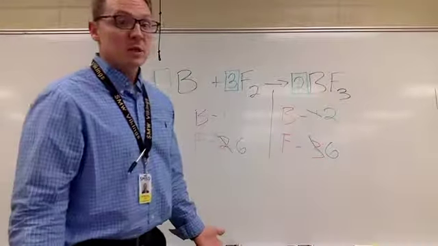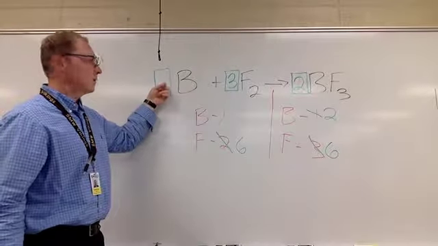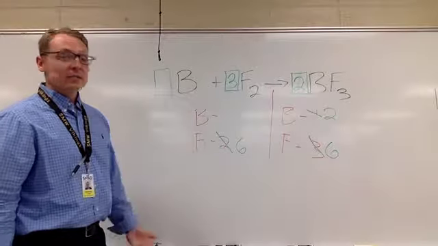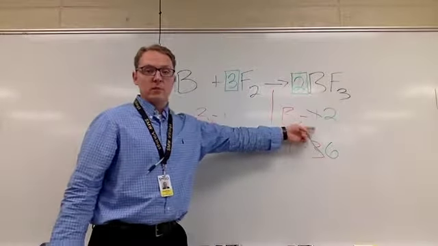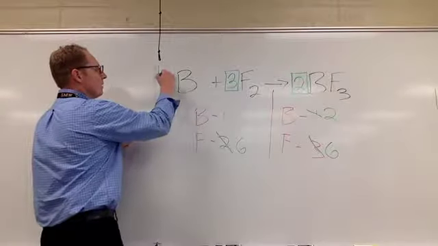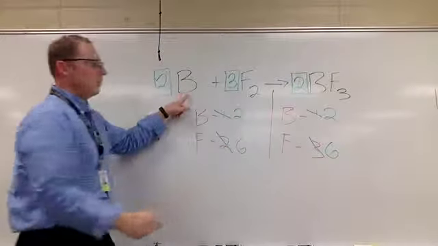Okay? So what's the good news? Boron's sitting over here all by itself. A coefficient that I put here doesn't affect anything but that 1 boron right there. So if I have 2 over here, 2 borons, and I need to bump this one up to 2, I can do that by putting a 2 here, and it will only affect that boron.